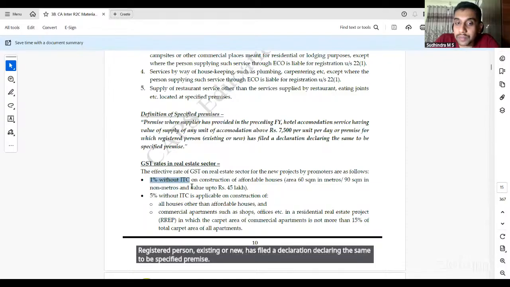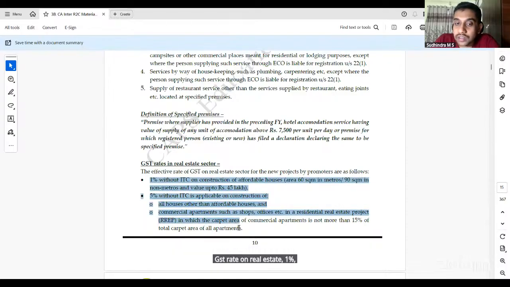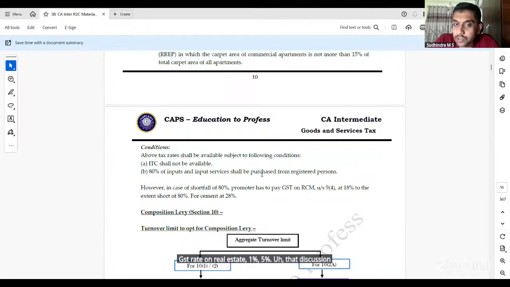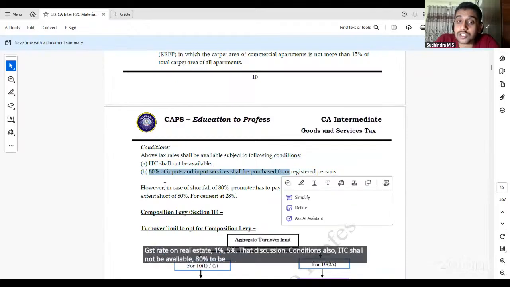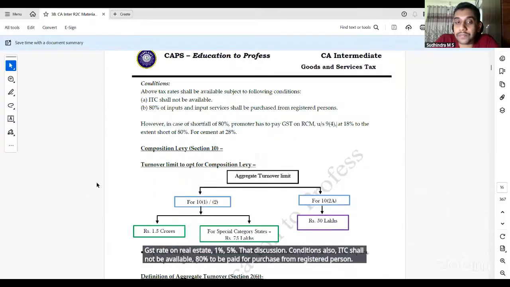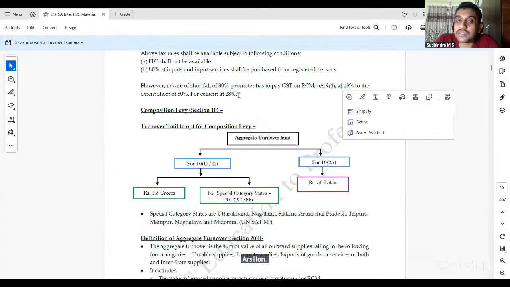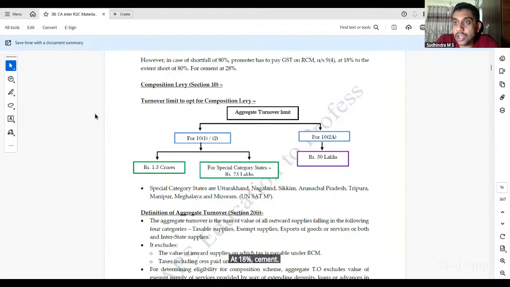GST rate on real estate 1%, 5%. That discussion. Conditions also: ITC shall not be available, 80% to be paid for purchase from a registered person, shortfall under RCM. At 18%, cement 28%.